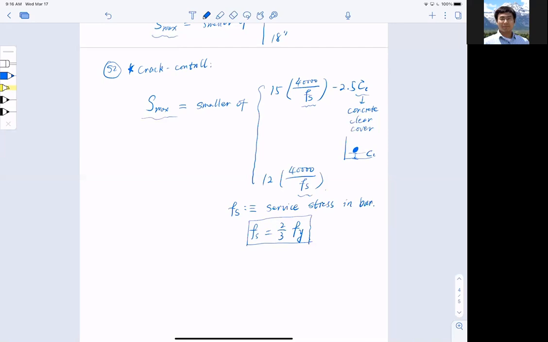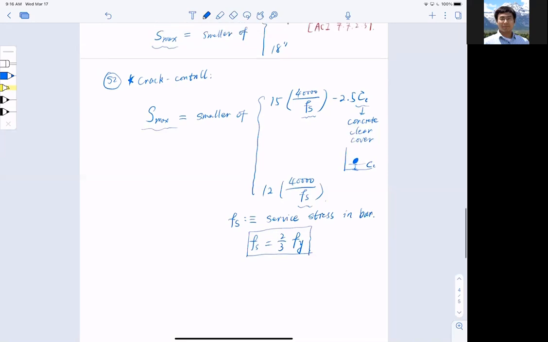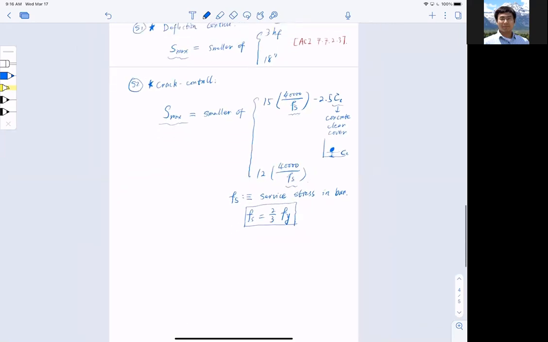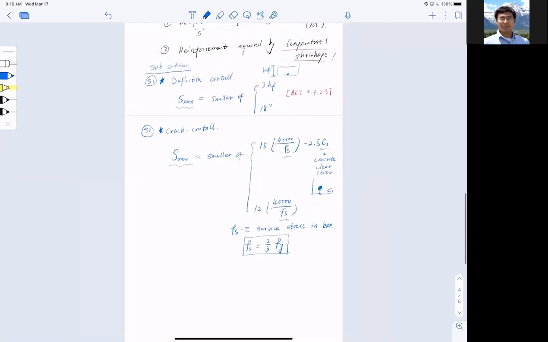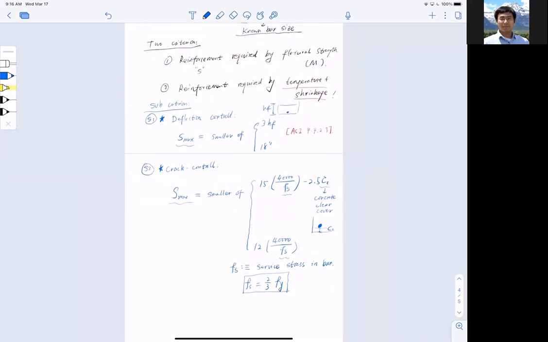This gets a little bit complicated. You see that we have so many things to worry about. We have to worry about the reinforcement required by the flexure strength, which means the bending moment. We have to worry about reinforcement required by temperature and shrinkage, and about deflection control and crack control. There are so many things we have to design for. So how do we design it? Here is a table.